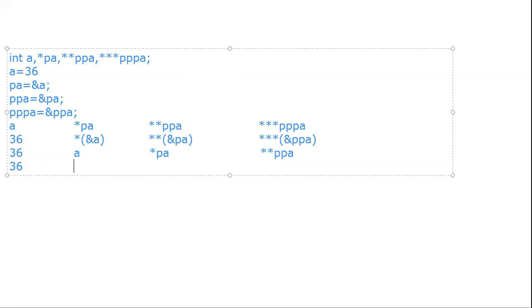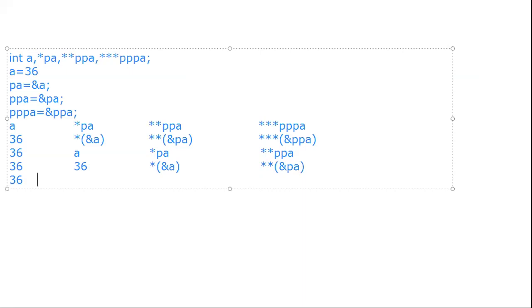So now we will retrieve the value of a. Next, star pa means what? pa is equal to ampersand a. Star of star ppa: in double ppa you can store ampersand pa. So now 36. So this value also never changes.